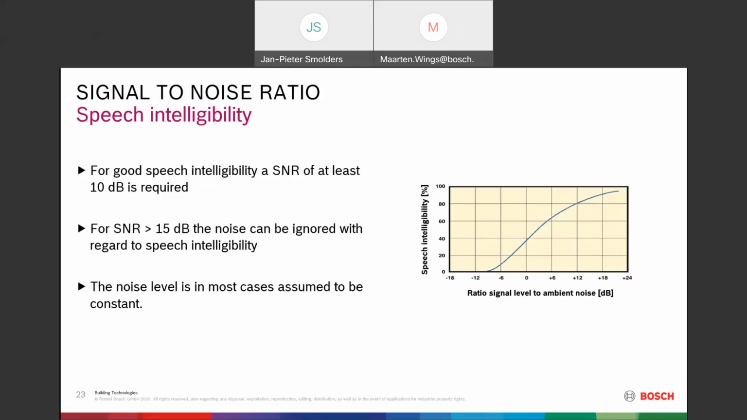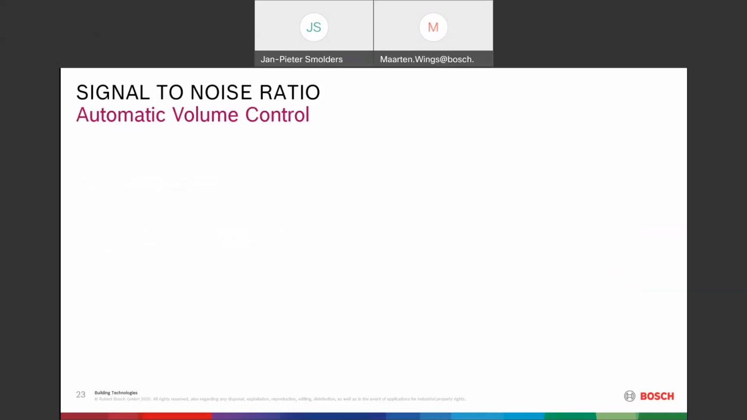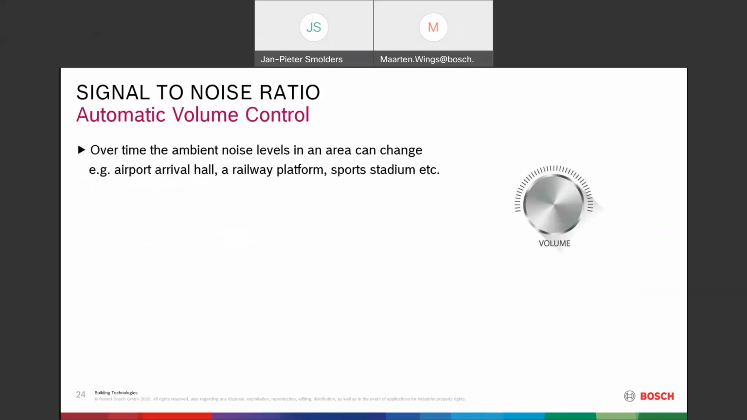Yeah, they assume that in most cases the noise level is constant. So you make a measurement of the noise, and that's the noise level then. And with those figures you will design your sound system. The noise level is not always equal. Over time, it can change. Like for instance, if you're in a railway station and there's a train coming in, then the noise, of course, goes way up. So it's not constant at all times.